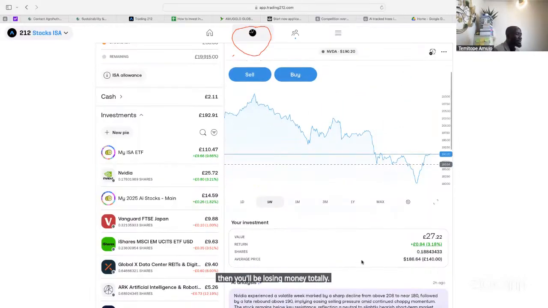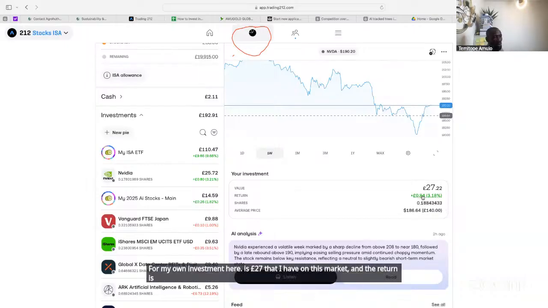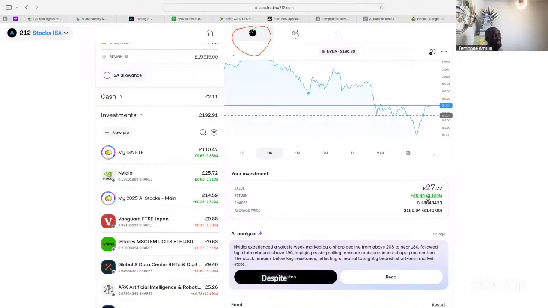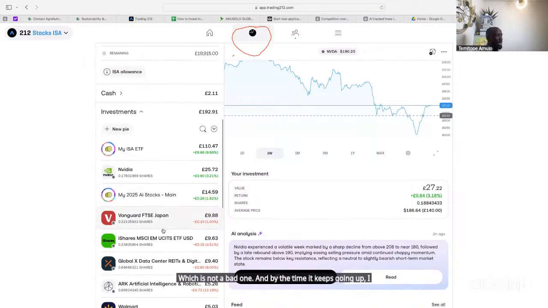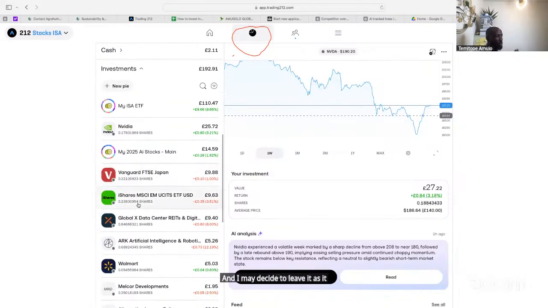Now, if you look at this down here, for my own investment, I have 27 pounds on this market, and the return is 0.84. So what that implies is that despite the downturn, I have still gained 3.18% returns, which is not a bad one. And by the time it keeps going up, I keep making more money. So I may become Oliver Twist and decide to say, let me buy more of Nvidia now because I know it's still going to go up. Or I may decide to leave it as it is just to be watching.